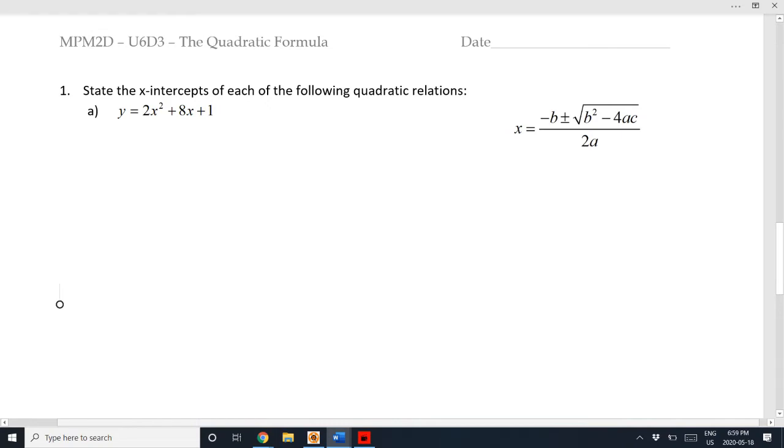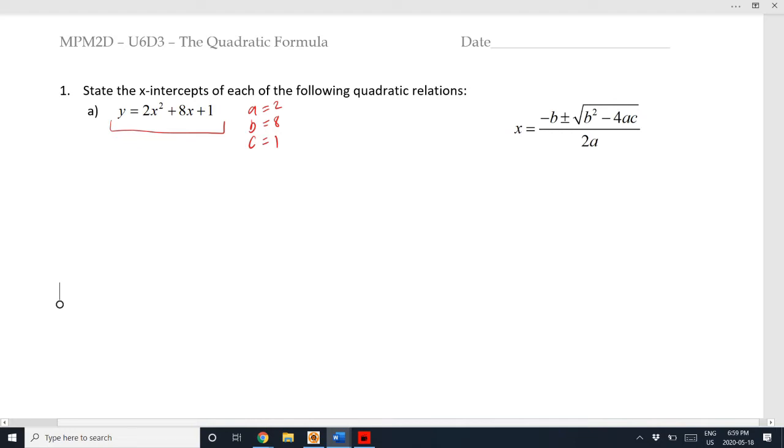So let's practice using the quadratic formula. Example 1. State the x-intercepts of each of the following quadratic relations. y is equal to 2x squared plus 8x plus 1. This is the same relationship that we saw before. The first thing we can do is to just list what our a, b, and c values are from our standard form here. We see a is 2, b is 8, and c is 1.